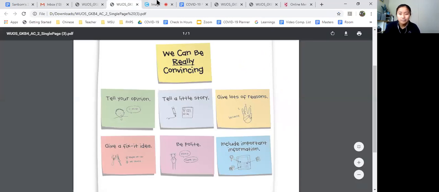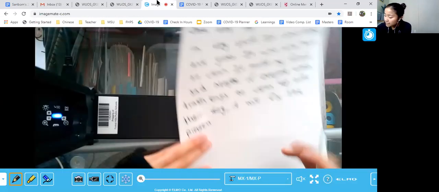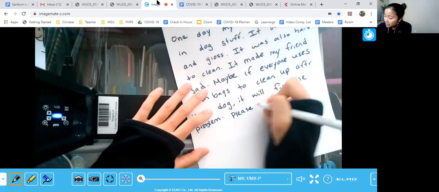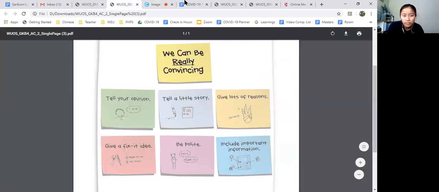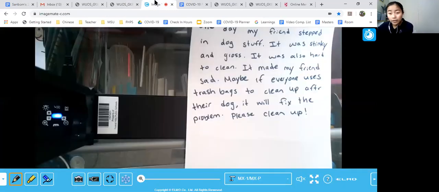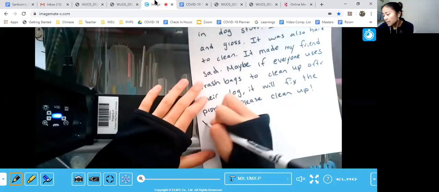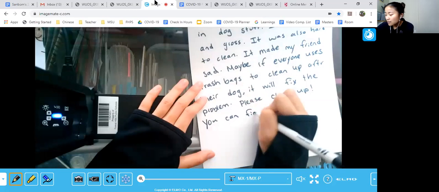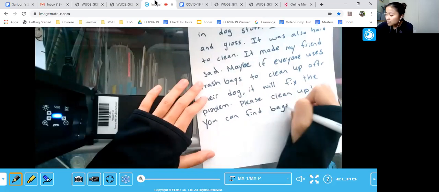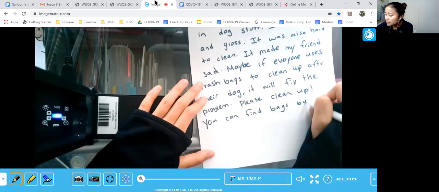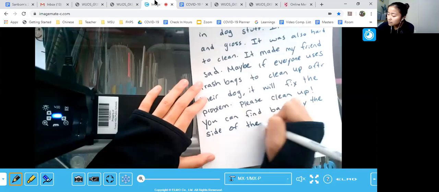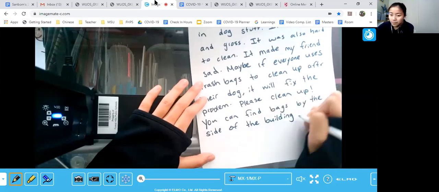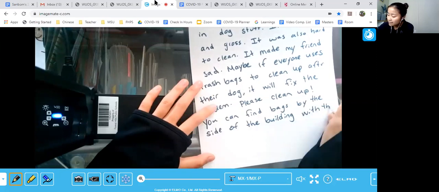Okay, be polite. I gotta be polite. Please clean up. Okay. Let's see, and include important information. Oh, yeah, I need to say where they can find the dog bags. You can find bags by the side of the building with the green sign.